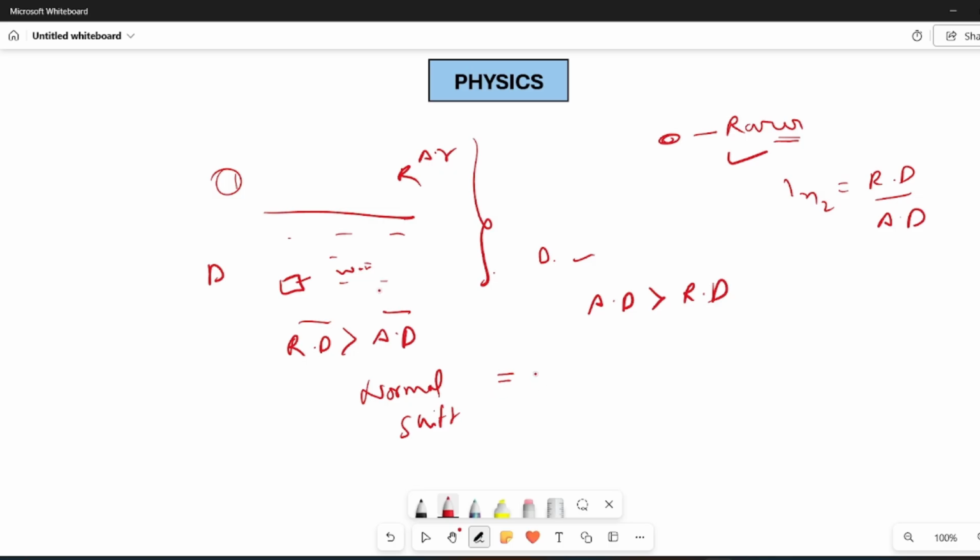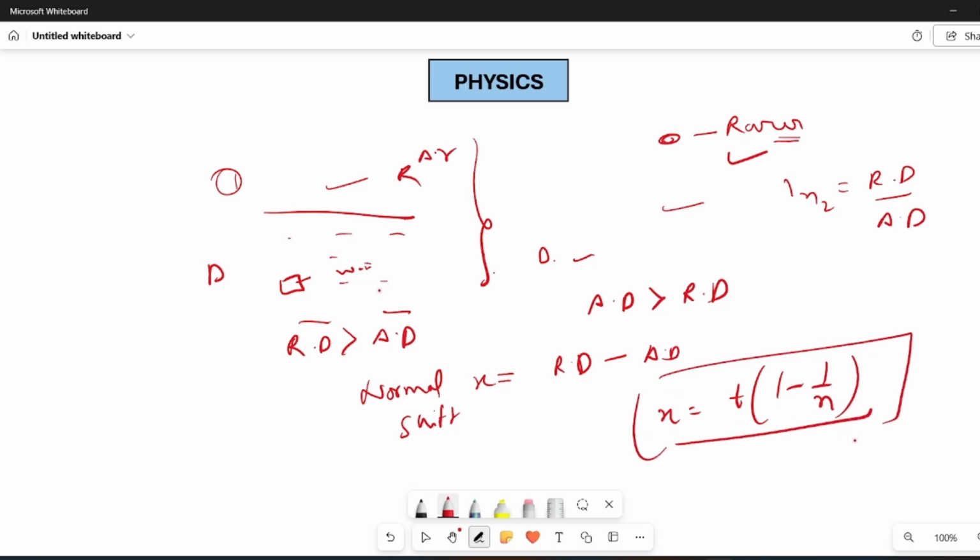Okay, so normal shift is basically the difference. It is denoted by x, and it is the difference between the real depth and apparent depth. In both the cases, now you can understand it is going to be different. Normal shift here will be different, and in this particular situation, it is going to be different. Okay, and the formula which finally comes out depends on the thickness of the object as well. So the formula will come out as x equals t(1 minus 1 upon n). Okay, so till this point we have covered in the previous section. I have given you all the idea behind it.